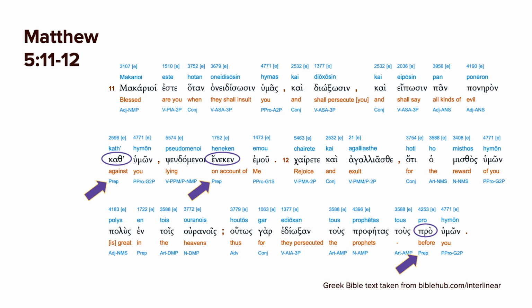Just want to point out again these prepositions, another occurrence of Heneken. In this case, people are saying all kinds of evil about you because of Jesus. Heneken emu. Love that. Heneken emu. I always remember that when somebody says something about me being Christian in a critical way, and I just think, I'm doing this for you, Lord, and I'm not going to fight back. Heneken emu.